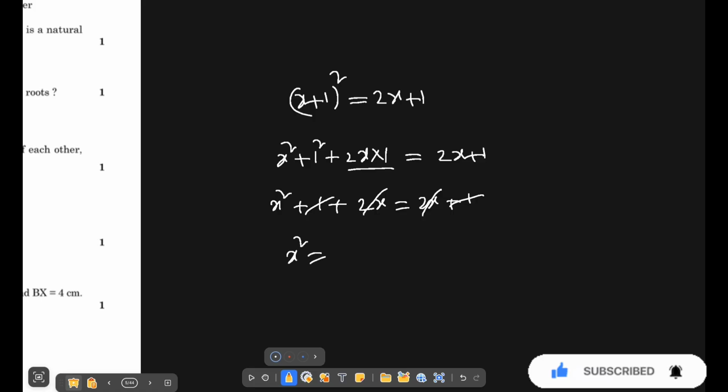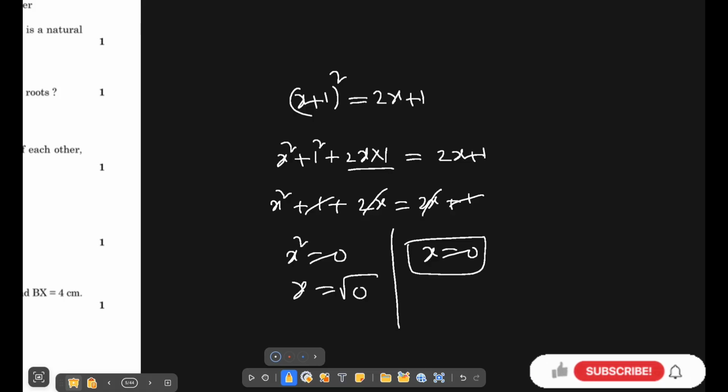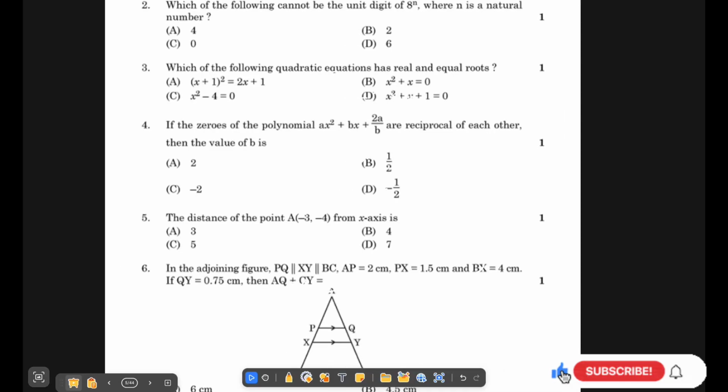Now what do we have? x square is equal to 0. Now x is equal to the square root of 0, then x is equal to 0. So it has two equal real roots, plus 0 and minus 0. The graph touches the x-axis at 0, so it will have two equal real roots. Which option is right? Option A is right.